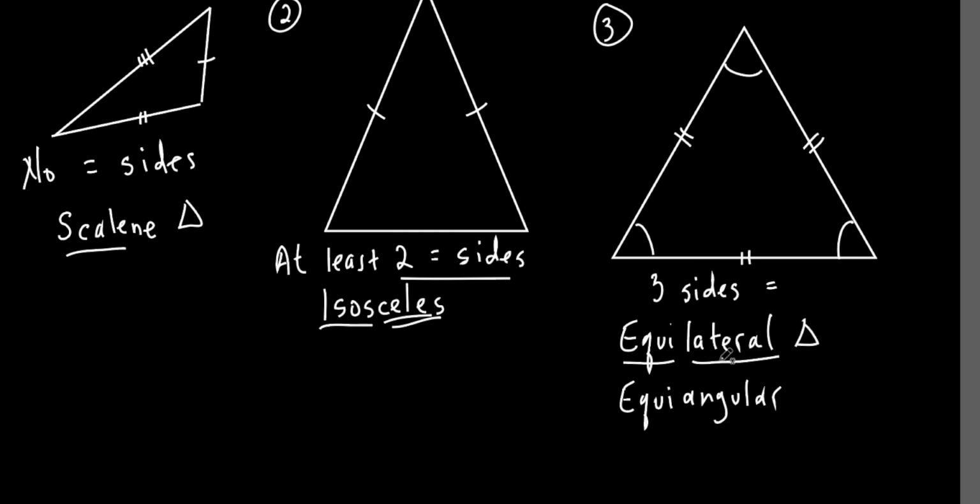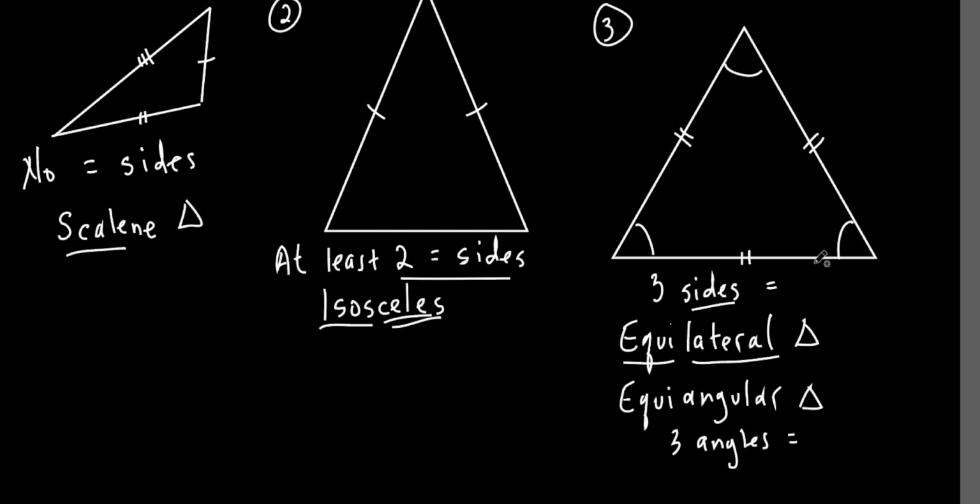So that's equilateral. Why? Because all three sides are equal. Equiangular triangle means what? All three angles are equal to each other. Make sense? Equilateral is sides, equiangular are angles. Equiangular, right? Makes sense, doesn't it?